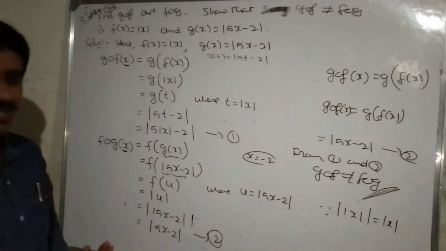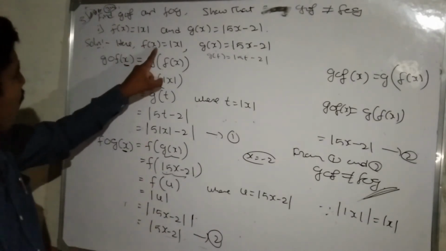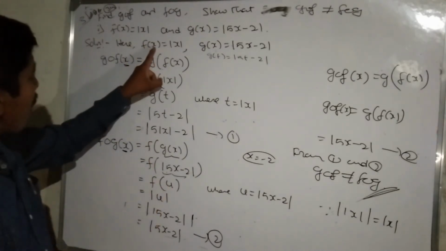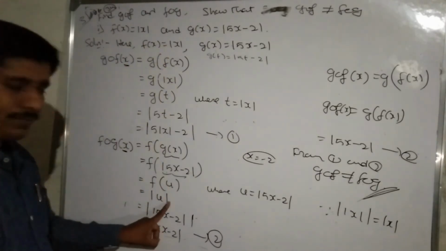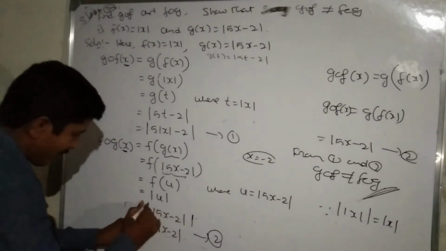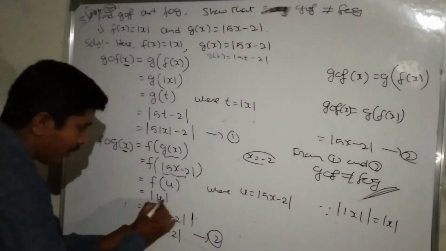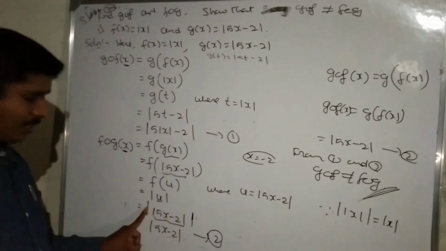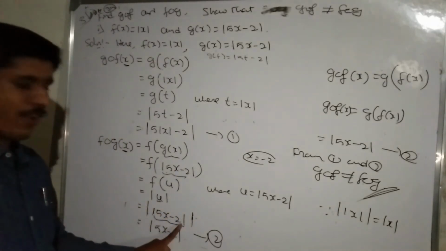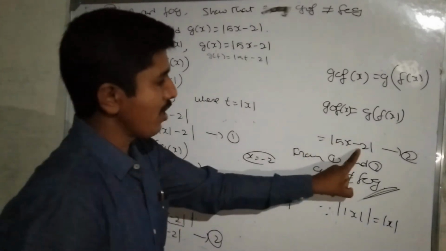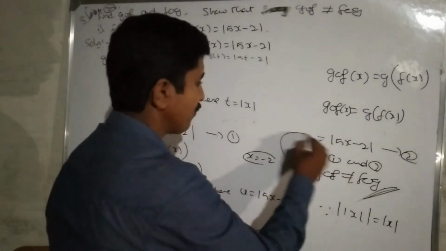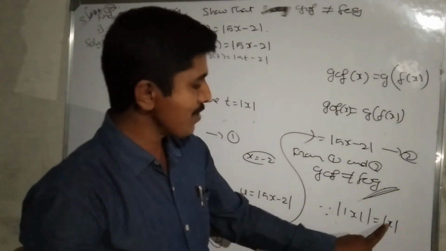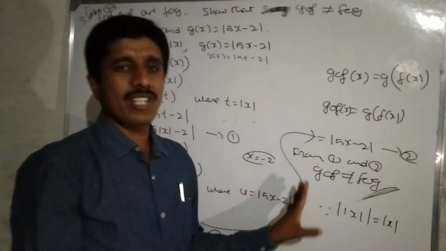Now define the f function. Here we have f of x equal to modulus of x. Replacing x by u, f of u equal to modulus of u. Substitute the u value, where u equal to again modulus of 5x minus 2. Here modulus of 5x minus 2 can be written as modulus of 5x minus 2. Modulus of x can be written as modulus of x. Clearly it is true because both are non-negative.